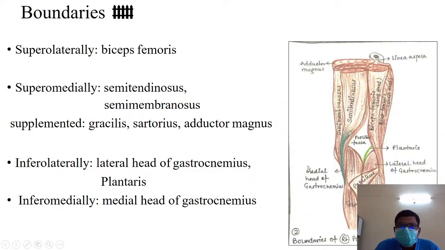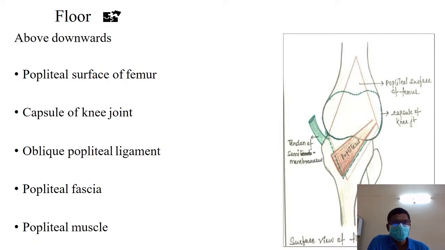So in this way, the popliteal fossa, which is a diamond-shaped space, is bounded by a few muscles. Inferiorly, it is bounded by the gastrocnemius muscle with its two heads, lateral head and the medial head, and superomedially by the semitendinosus and semimembranosus, along with the help of gracilis, sartorius and adductor magnus, and superolaterally by the biceps femoris. Now coming to the floor.